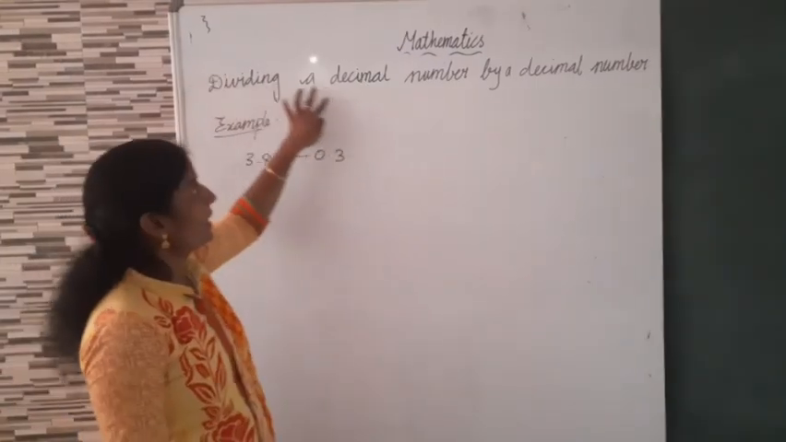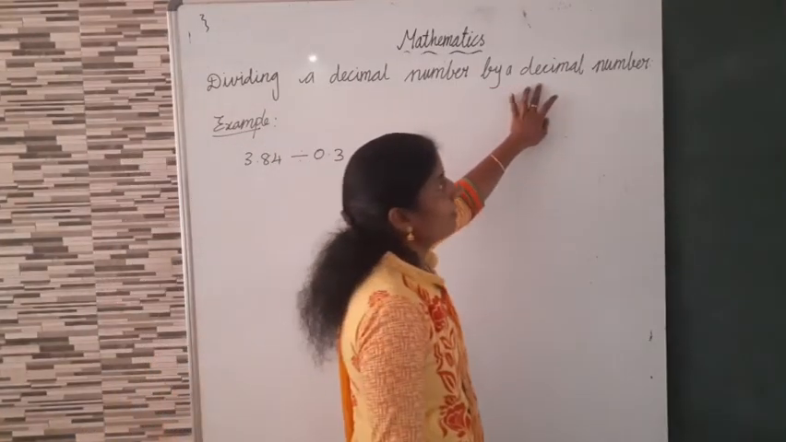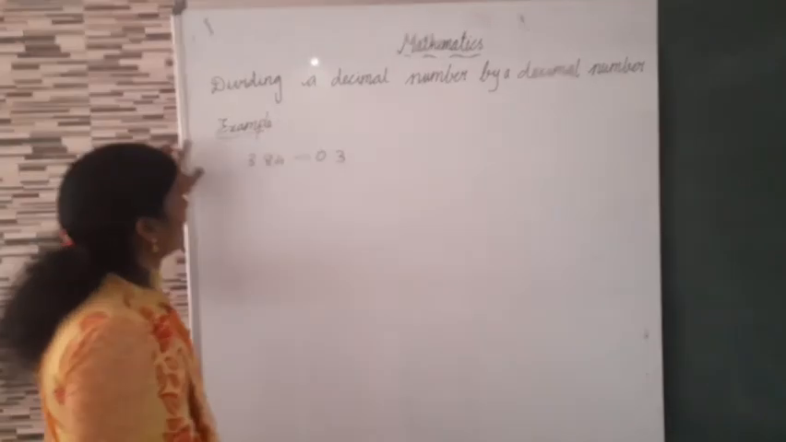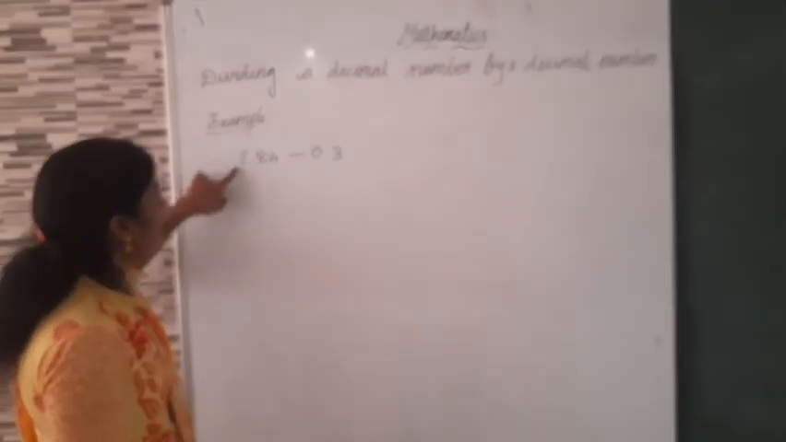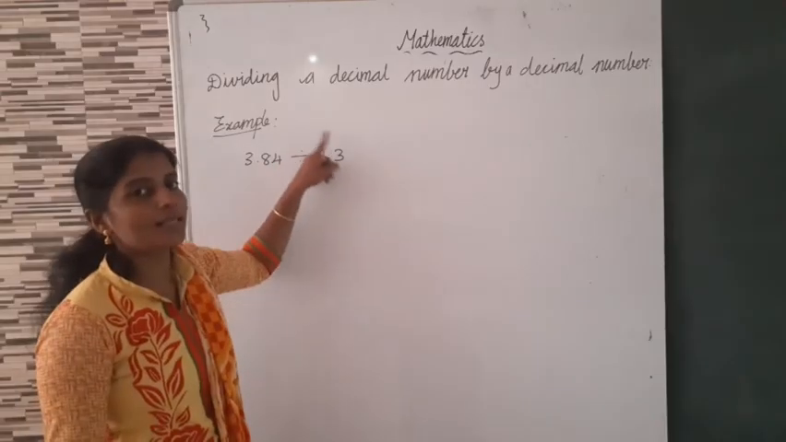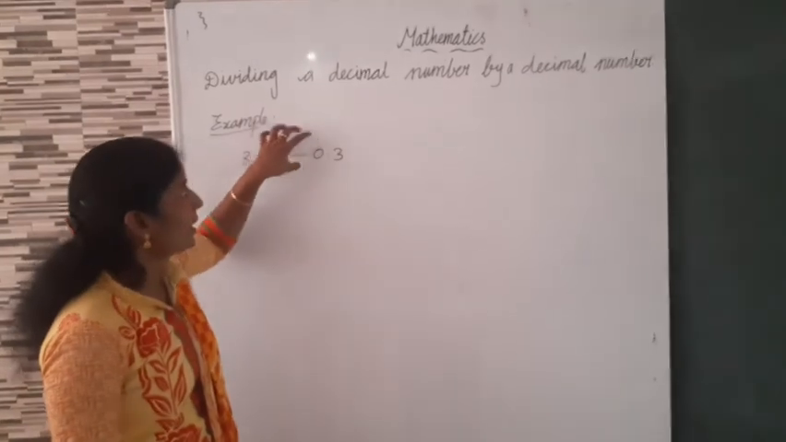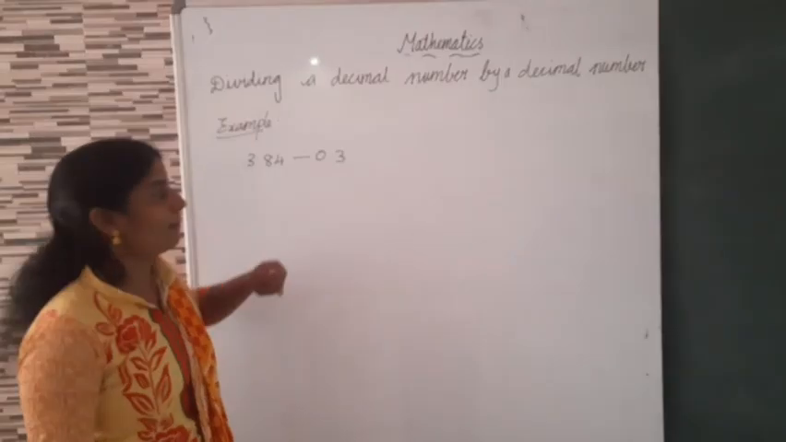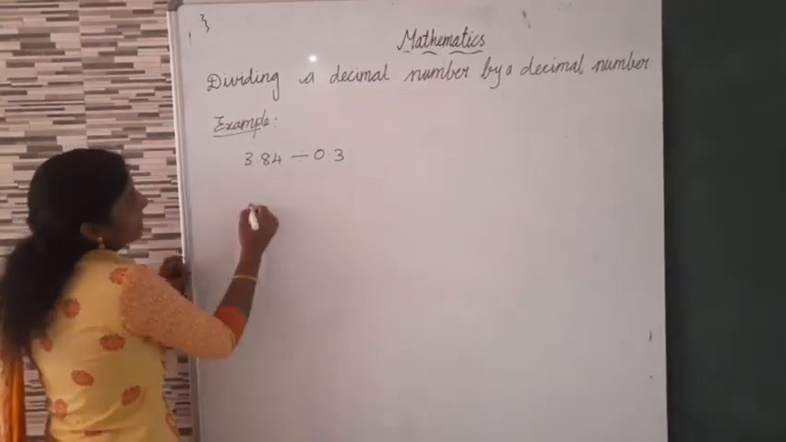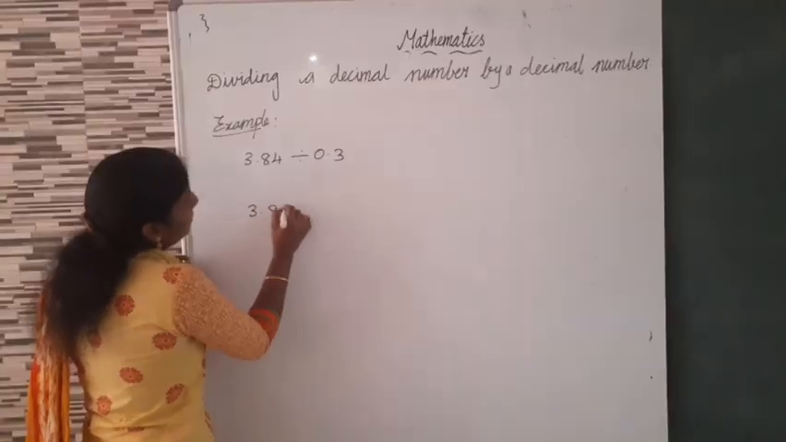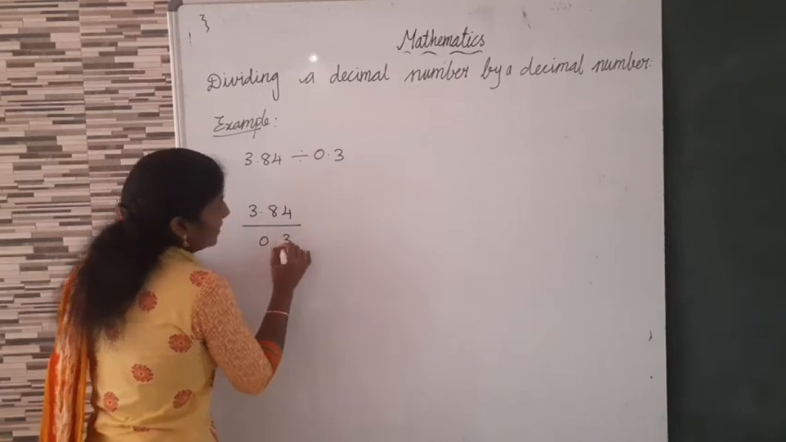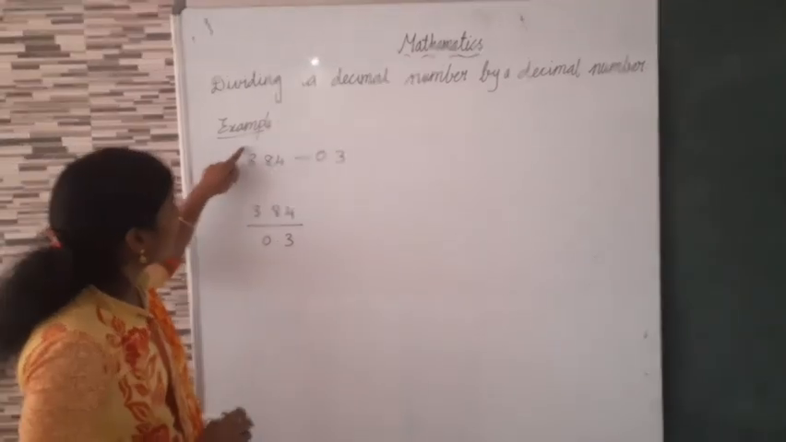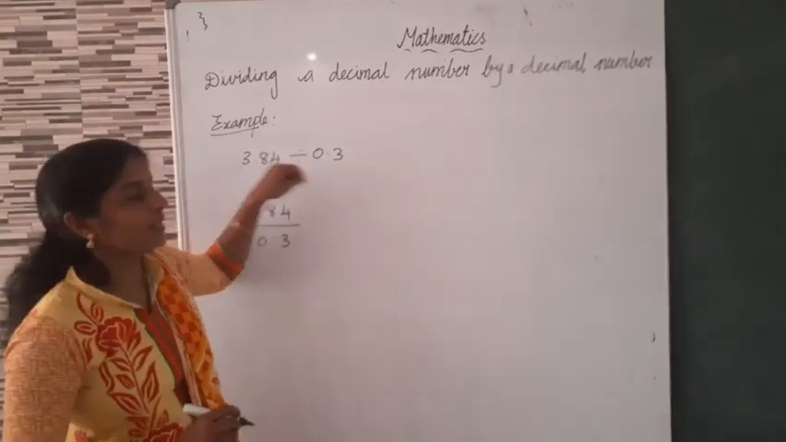Okay. Dividing a decimal number by a decimal number. Now listen to example 3.84 divided by 0.3. This is a decimal number, and this is also a decimal number. Decimal number divided by decimal number. Now listen here, 3.84 divided by 0.3. Isn't it? This is the meaning.